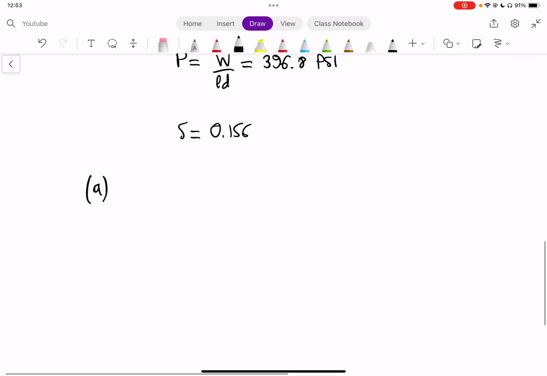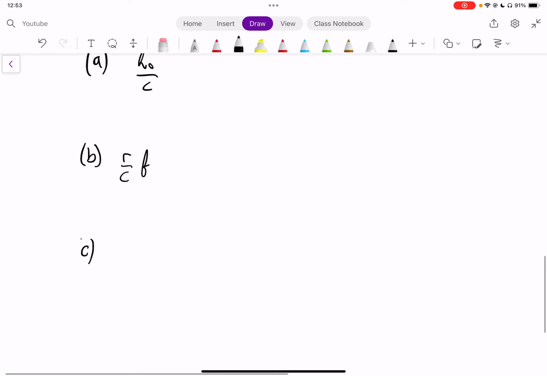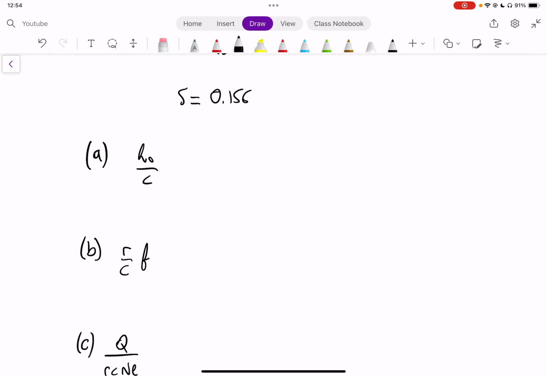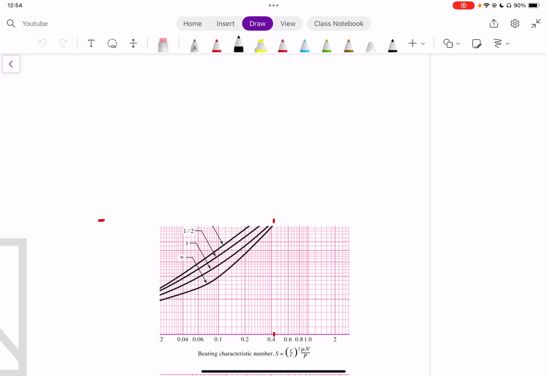So for minimum film thickness, we're going to go to our chart of H0 over C. Then for our friction, we're going to have R over C times F. And then finally, for our total flow, we have Q over RCNL. Okay, and we're going to go look for these values so that we can then find the three different values. So this is just looking up tables and being able to solve for those tables. So H0 over C is the first one we're going to look at. We're going to go to our formula sheet.